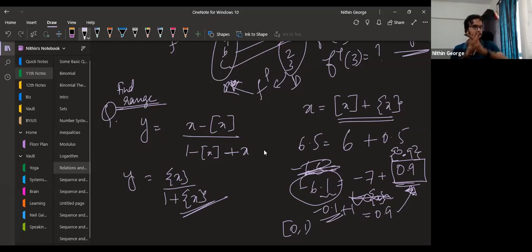Now try. Find the range. This is not a question I taught you, and not something I taught you how to do. This is something I want you to try. If you don't get the answer, I want you to keep trying something. So whenever you see x minus g of x, immediately substitute it with fractional part of x. Got it?